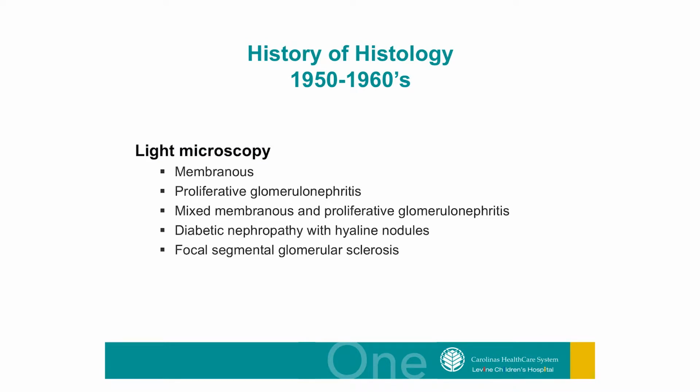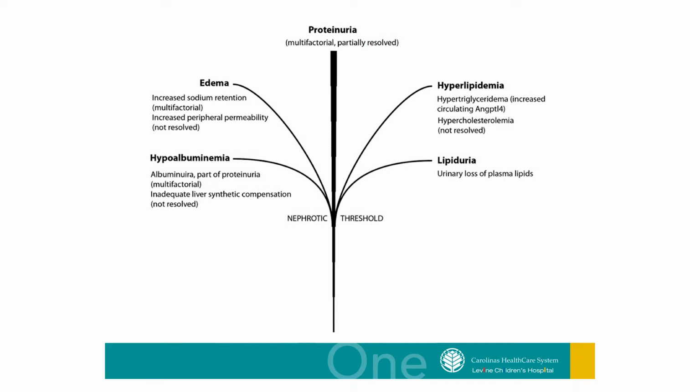Going back to the 1950s and 60s, we only had light microscopy. From there, we were learning about membranous and other proliferative conditions, diabetic nephropathy, and FSGS. This is the spectrum of nephrotic syndrome that we all know, and it leads to hypoalbuminemia, edema, hyperlipidemia, and lipiduria. And when we think of nephrotic syndrome, we think about it in many different ways.